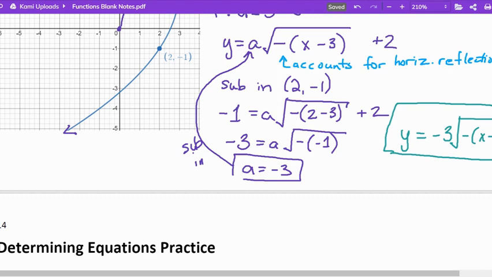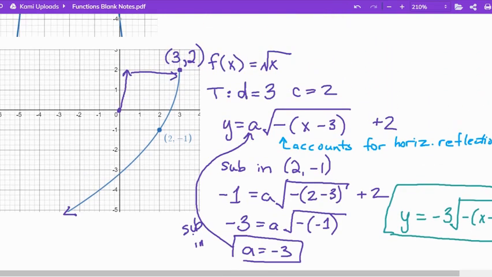Did you have a question? Would it be vertical reflection? So it's actually both. So if you take the original function, the parent function is here. Okay, so it had a horizontal reflection, and then it had a vertical reflection, and then it moved over. So that's why I had to account for both by adding that negative.